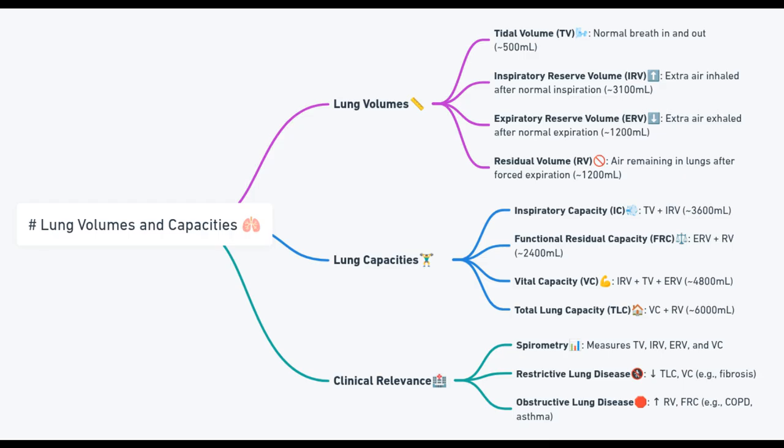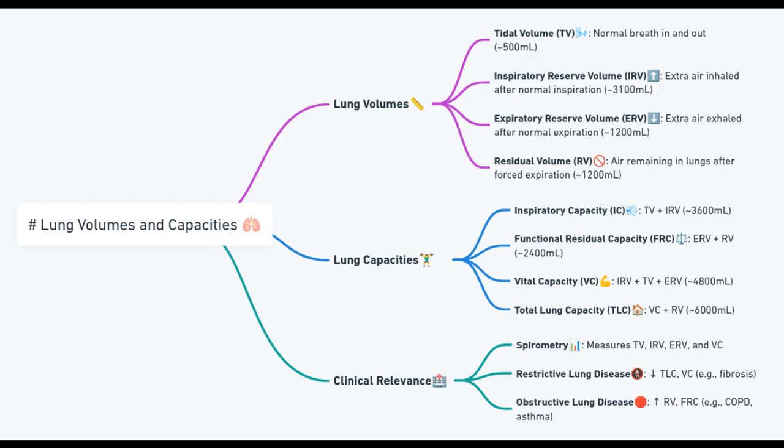hospitalized patients. So respiratory capacity actually plays a vital role in respiratory physiology, exercise adaptation, and clinical settings. It's a key indicator of lung function, helps in assessing pulmonary health, guiding treatment, and also preventing complications such as atelectasis and hypoxemia.